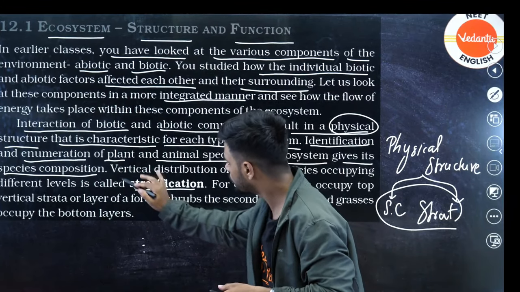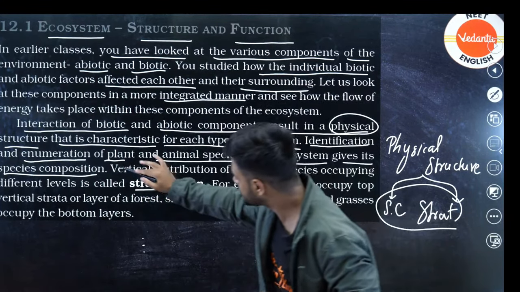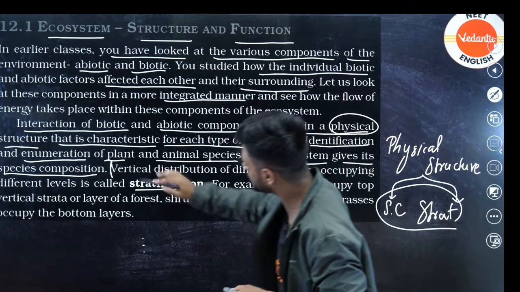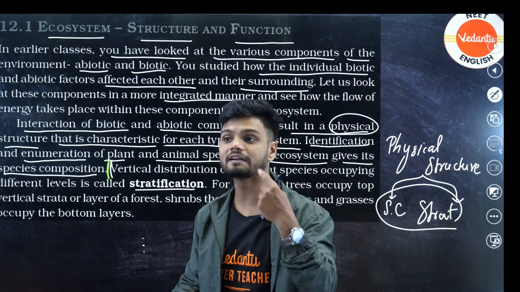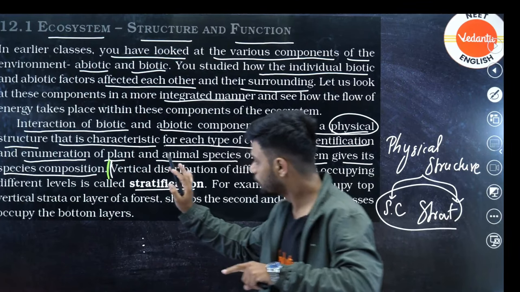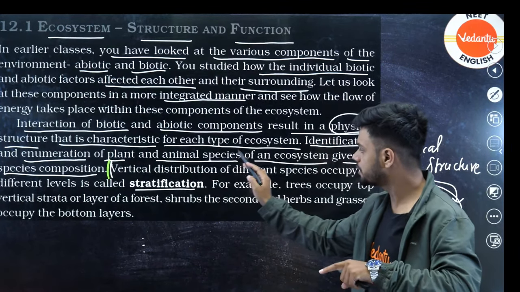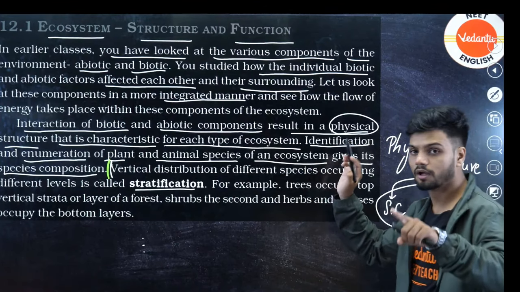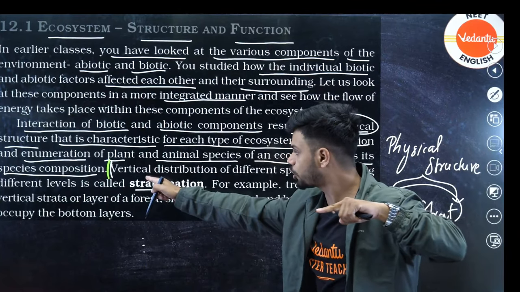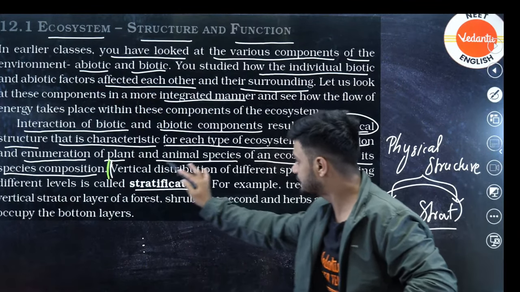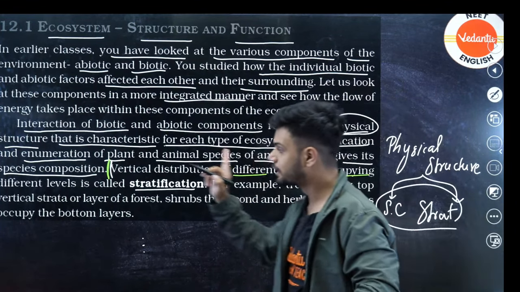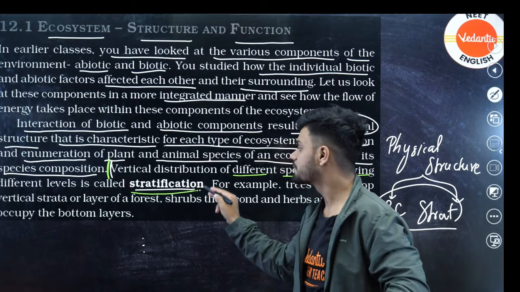Okay. Now this is a PYQ. This right here, my dear students, is a previous year question. Read with me, all of you. Vertical distribution of different species. This is vertical, this is horizontal. Now we are talking about vertical. Vertical distribution of different species occupying different levels is called stratification.